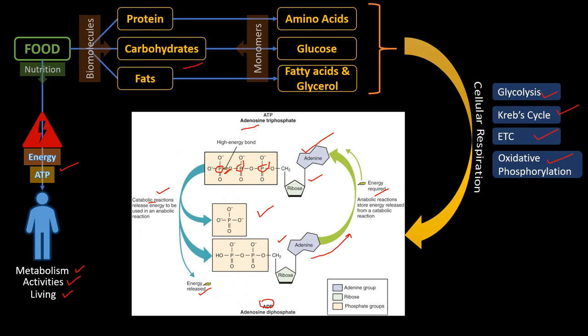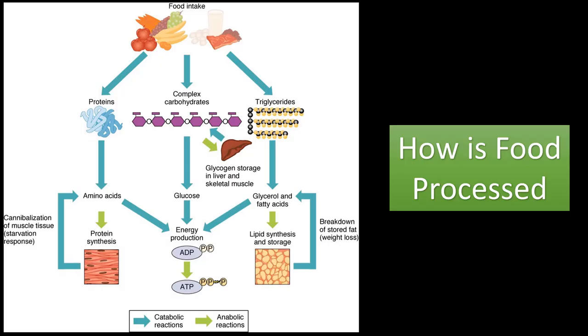Now, in this process of digestion or respiration, what are we doing? We take the glucose, and in respiration we break it down into the simplest form. As it is carbon-based, we break it down into the simplest form of carbon, that is CO2. So these anabolic and catabolic reactions together form the metabolic reactions of the human body or any other organism. Now, how is the food processed?